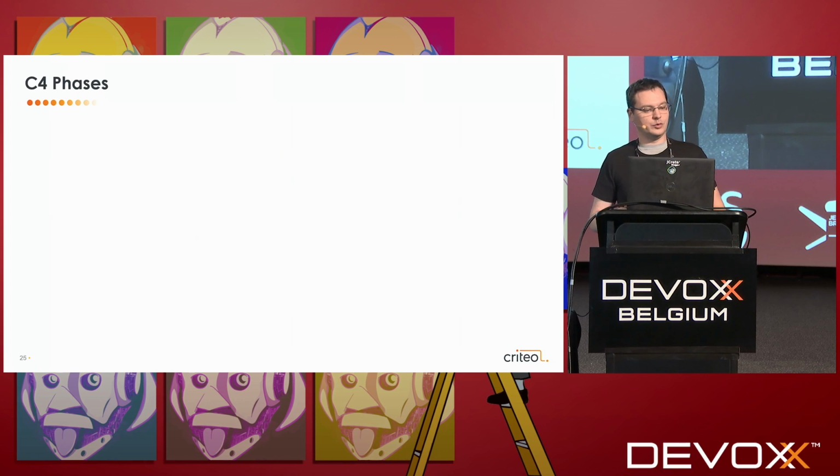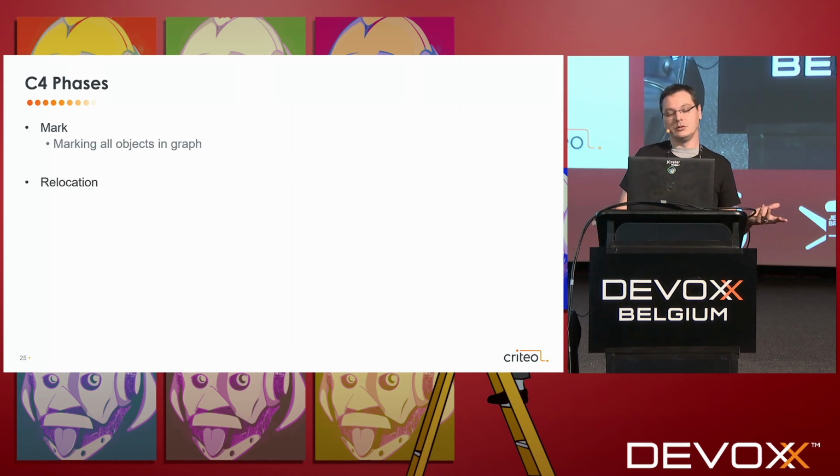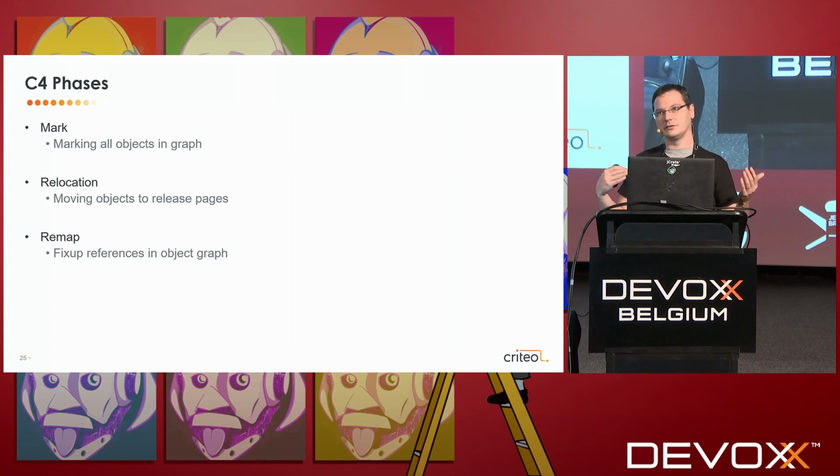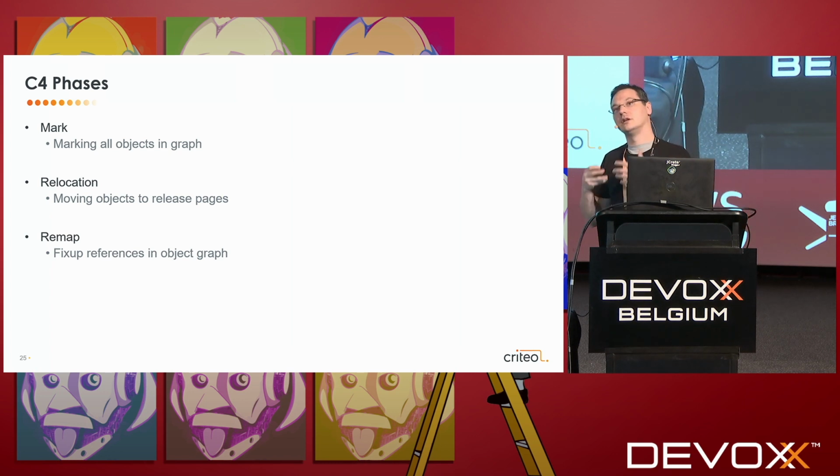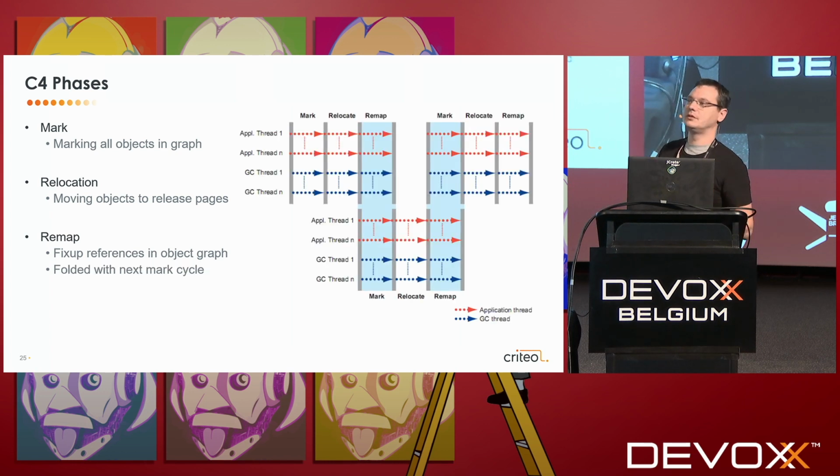Okay, let's move on to the C4 phases. So we have the mark phase, which marks all objects of the graph. Relocation, where we move objects from one page to another to release pages for new allocation. And the remap, which fixes up the reference graph to point to the new location of the objects. As we traverse the object graph again for the remap phase, we can fold this phase into the next cycle for the marking.